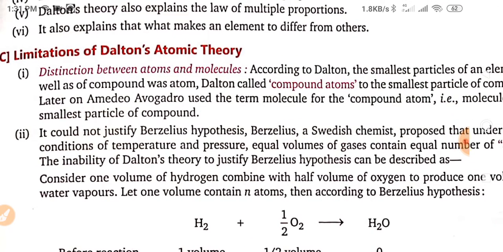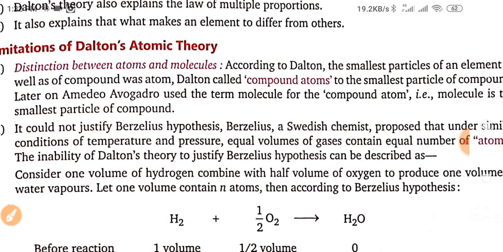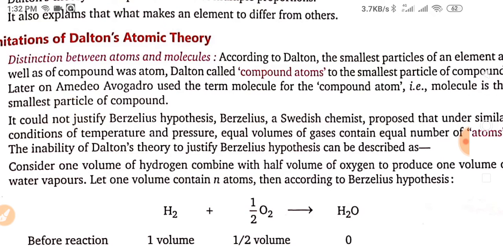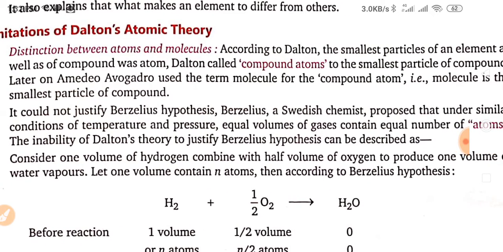And there are some limitations of this theory. First is the distinction between atoms and molecules. According to Dalton, the smallest particle of an element as well as of a compound was the atom. Dalton called the smallest particle of a compound a compound atom. Later on, Amedeo Avogadro used the term molecule for the compound atom. That is, a molecule is the smallest particle of a compound. Okay, that was declared by Avogadro.